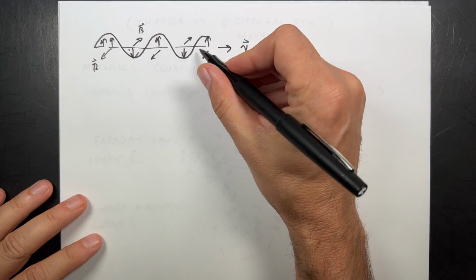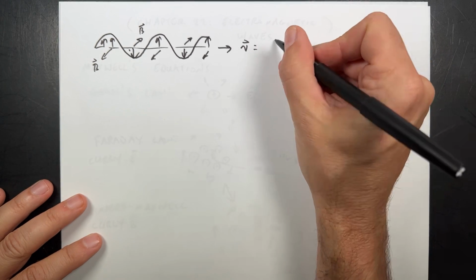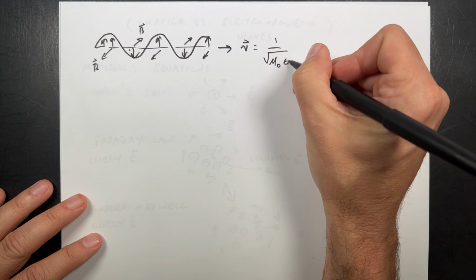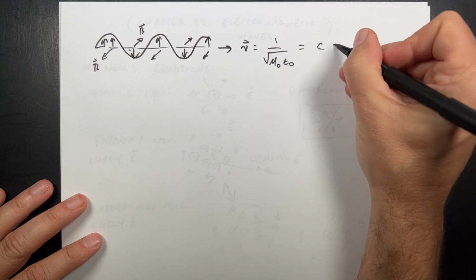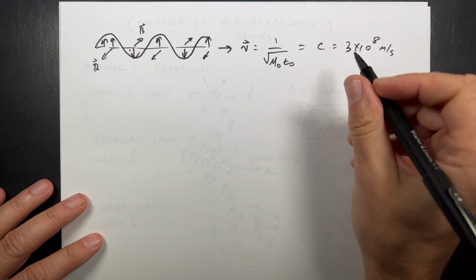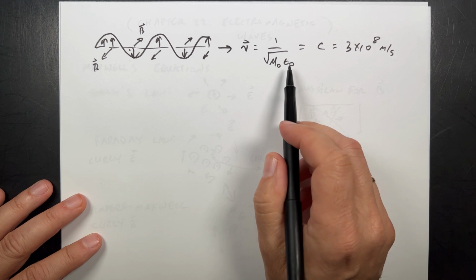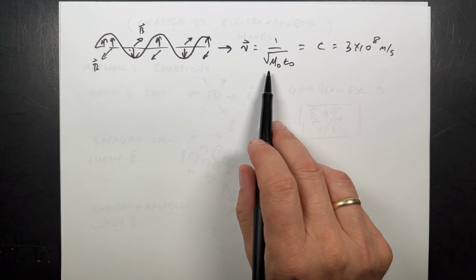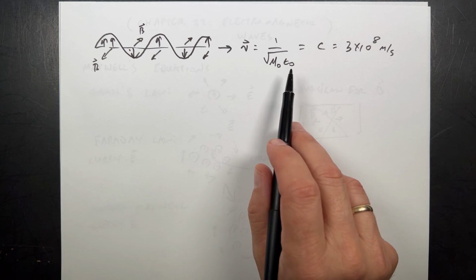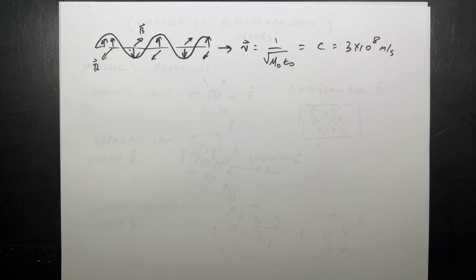We can calculate the speed of this wave using Maxwell's equations, and we get 1 over the square root of mu naught epsilon naught, and we call that c, the speed of light, which is 3 times 10 to the 8th meters per second. And if you remember, that was the epsilon naught from Coulomb's law. This is the mu naught from the magnetic force and the magnetic field. So that's the magnetic constant, the electric constant. They're just numbers, but if you put them in there, you get the speed of light.